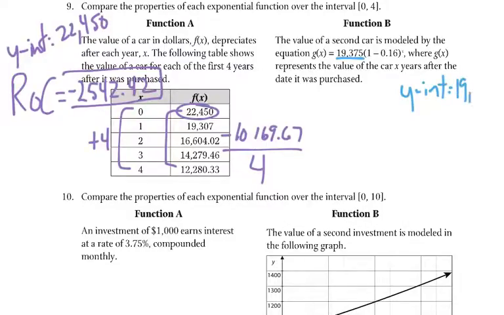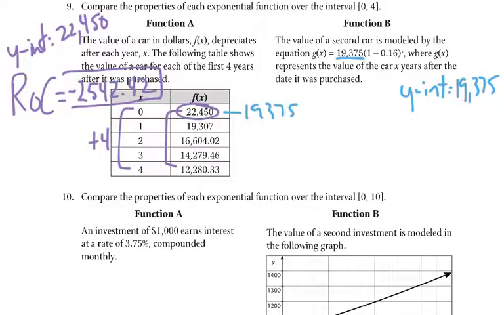So 19,375. Now we need to figure out basically a table, just like we did here. So at 0, it was 19,375. Using 4 in that x, we put that into our calculator. So 19,375 times 1 minus 0.16 to the 4th gives us 9,646. So it was cheaper to begin with, be cheaper to sell.